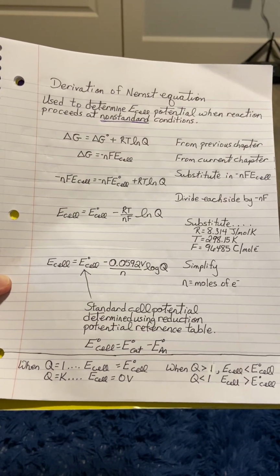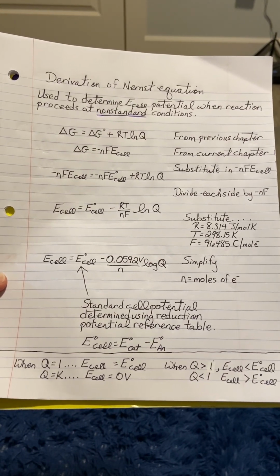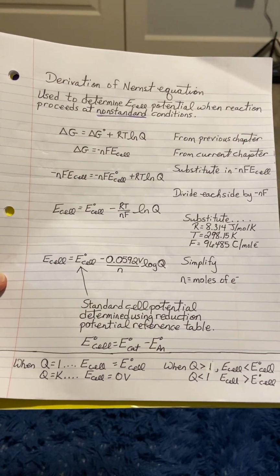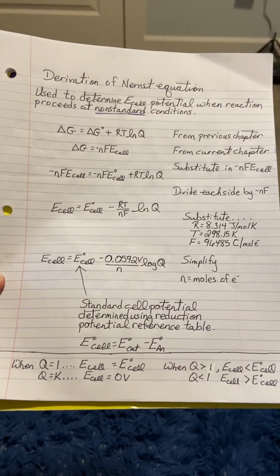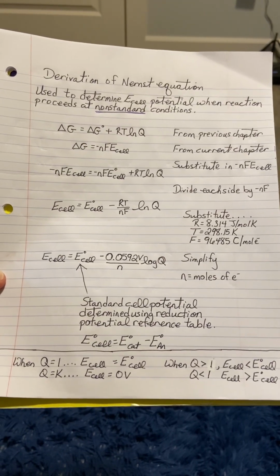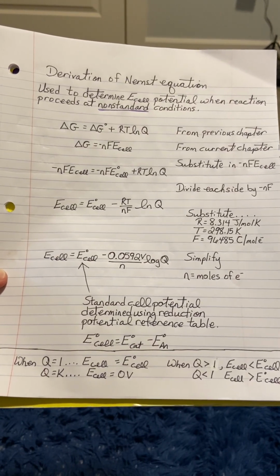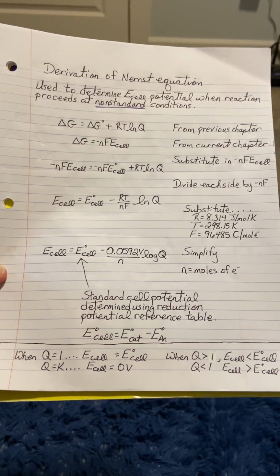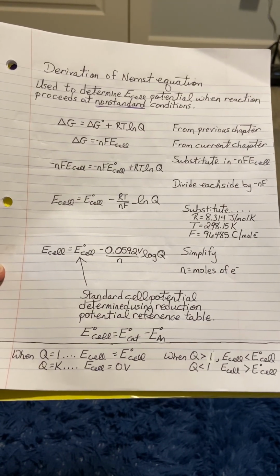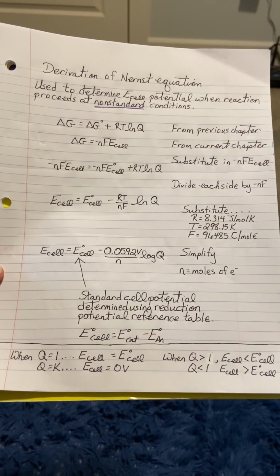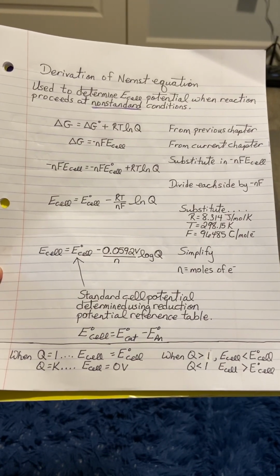Remember Q is a reaction quotient similar to K value, an equilibrium constant, except with reaction quotients we're not at equilibrium, and so we look at it as a Q rather than a K. Our E standard cell value is still found from the reference tables in your textbook, where the standard value of the cathode minus the standard value of the anode. And then that can be substituted in.